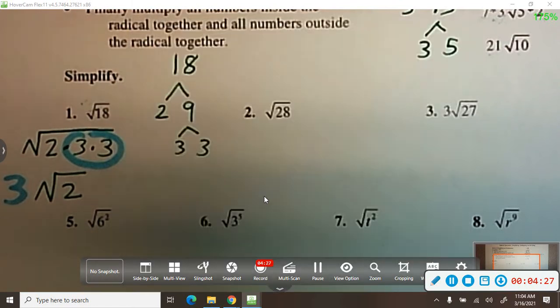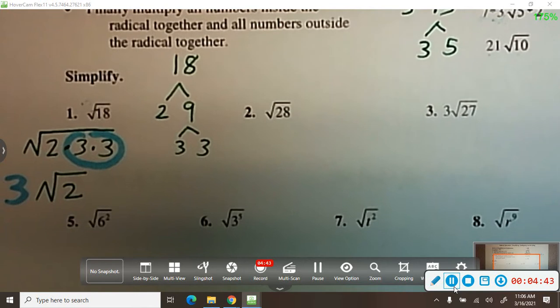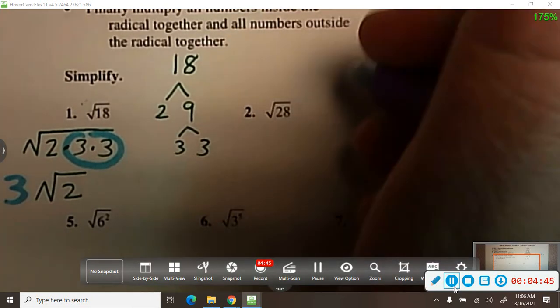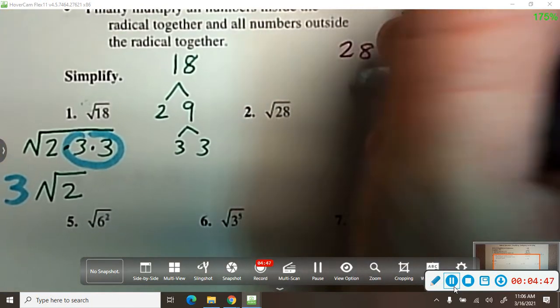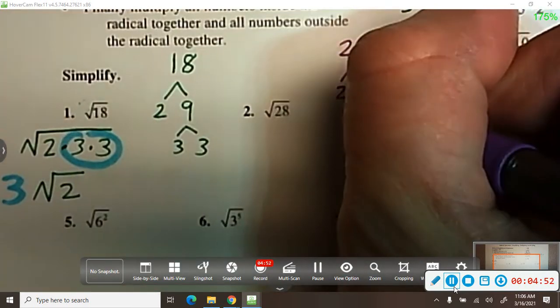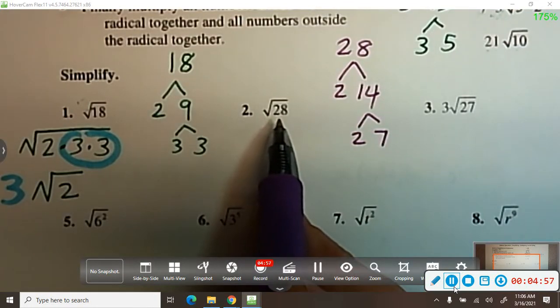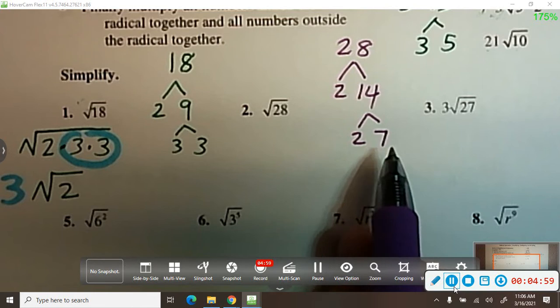What I want you to do real fast is I just want you to try number 2, and if you're at home, you can hit pause and try it, and then see the answer. Alright, so let's think of 28, and I'll use different colors to separate it. So if I take 28, 28 is 2 times 14, 14 is 2 times 7. So I just found that 28 is the same thing as 2 times 2 times 7.